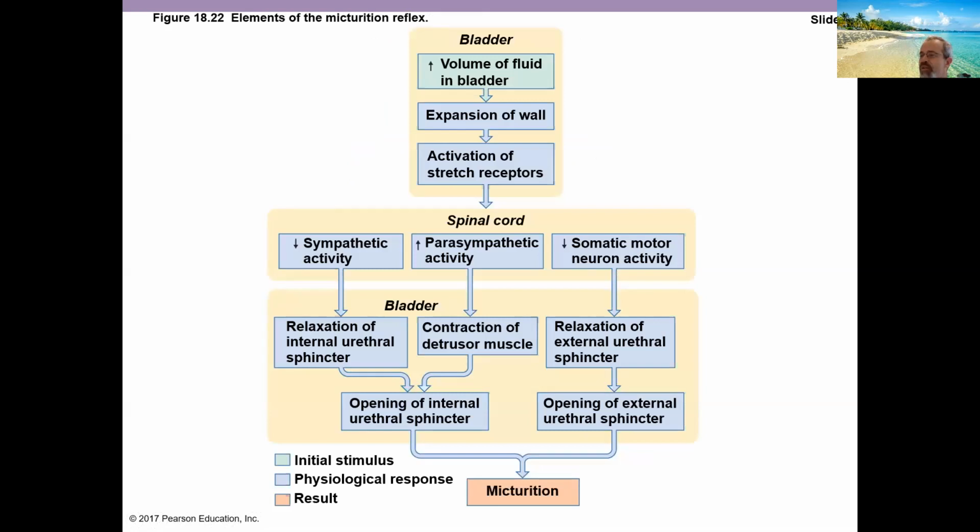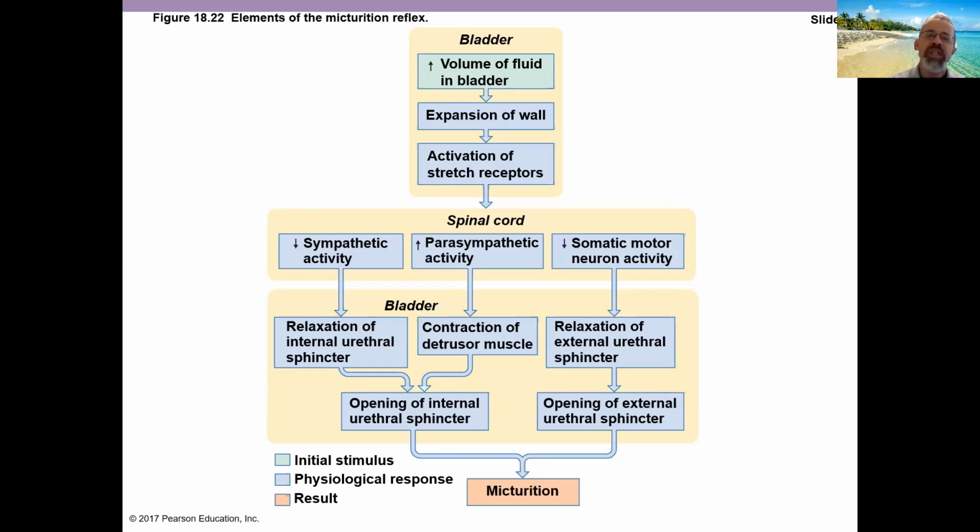So say our bladder is full, right? Well, when our bladder is full, this causes the wall of the bladder, those detrusor muscles, to stretch. When the detrusor muscle stretches, specialized nerve endings called stretch receptors are activated, much like you've heard of chemoreceptors, right? Baroreceptors for pressure. These are specialized nerve endings that respond to stretching. When they're stretched, a couple things happen.